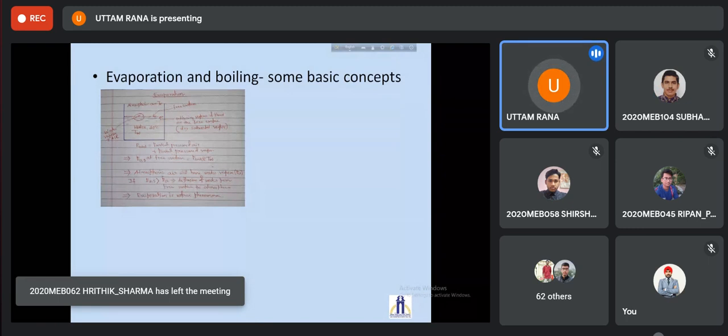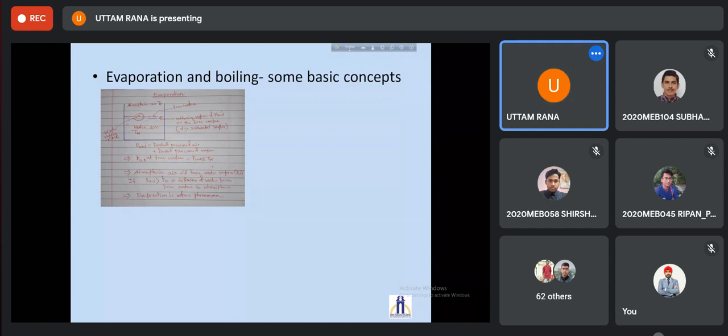Because it is the moisture content in the air that drives that vapor from the water body to the atmosphere. That is how evaporation takes place. Okay, and we know it will exert some vapor pressure, and that vapor is a dry saturated vapor.